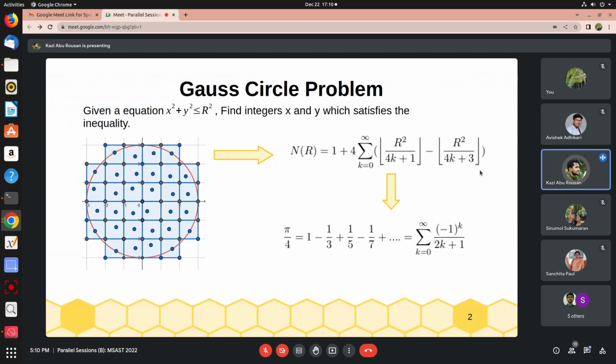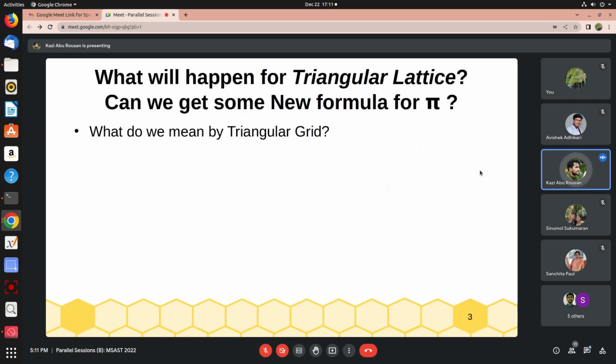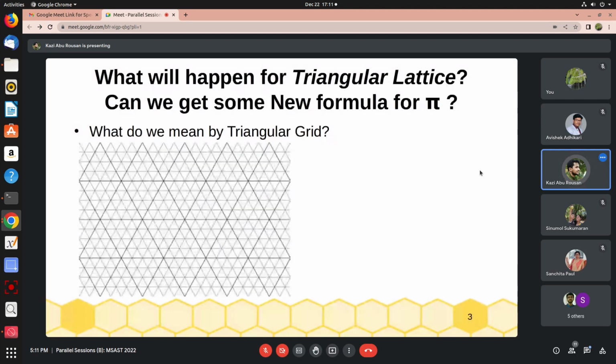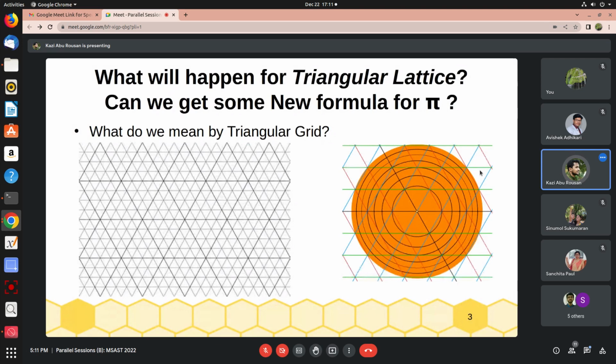So my thinking was, is there any way to extend this idea to other types of lattice structures, like triangular lattice structures, hexagonal ones, and things like that. I was thinking what will happen for triangular lattices. And what do I mean by triangular lattices or triangular grids? It is some sort of structure like this, where each of your lattice points is on a triangle.